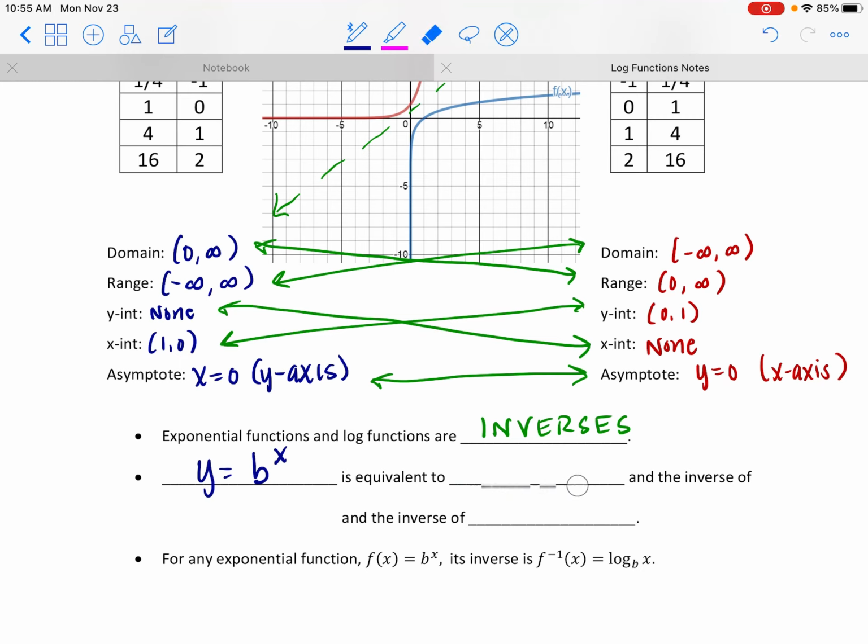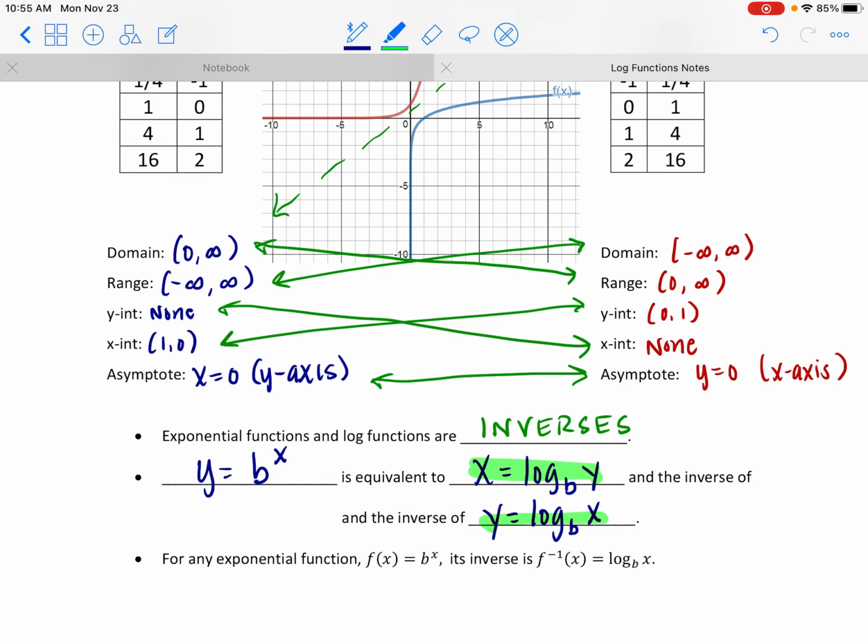Or actually, let me put this in reverse here. So it would be x equals, remember the exponent is the answer, the log base b of y. Now when we want to find the inverse of a function, remember what we end up doing is we switch the x and the y. If we switch the x and the y, then we end up with y equals the log base b of x. Those two functions are inverses. So here, these functions are equivalent. We can take an exponential and write it in an equivalent log form. But then these two functions, these are inverses.